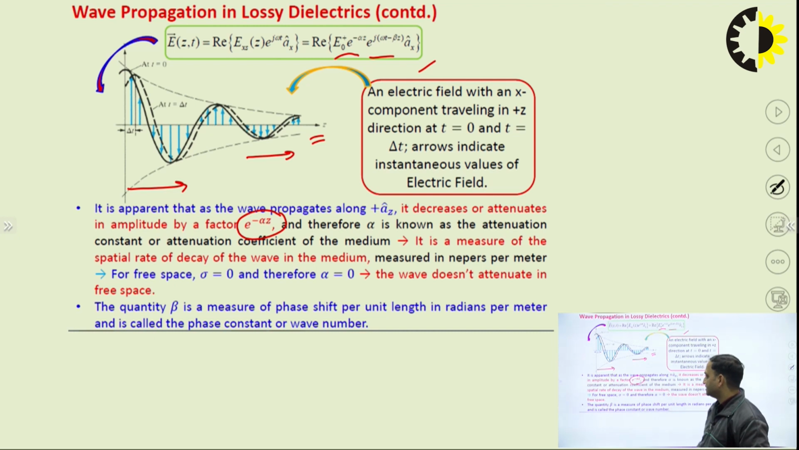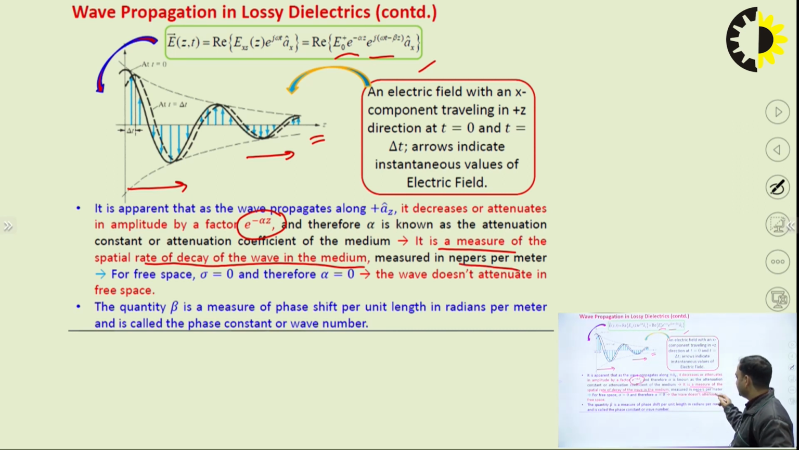Here alpha is the attenuation. As the wave propagates from one place to another, the energy is reduced, and the attenuation occurs. What is the definition of attenuation? It is a measure of the spatial rate of decay of the wave in the medium, and it is measured in Nepers per meter.